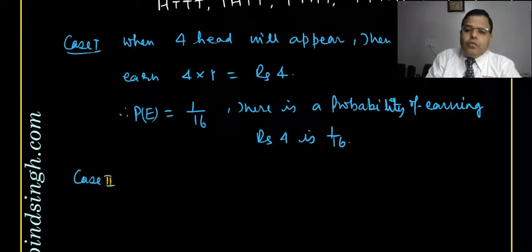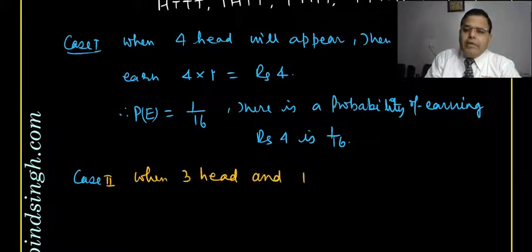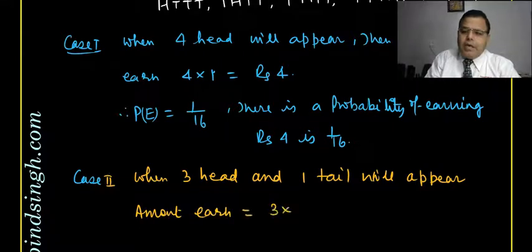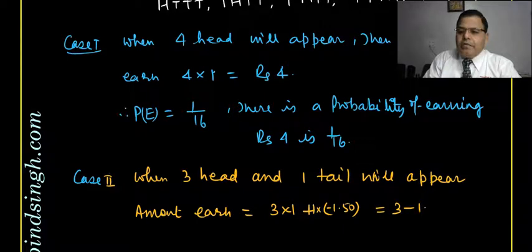Now case 2, when 3 heads and 1 tail will appear. In that case, what will happen? The amount earned will be 3 into 1 plus 1 into minus 1.5. So that is 3 minus 1.5, that is rupees 1.50.